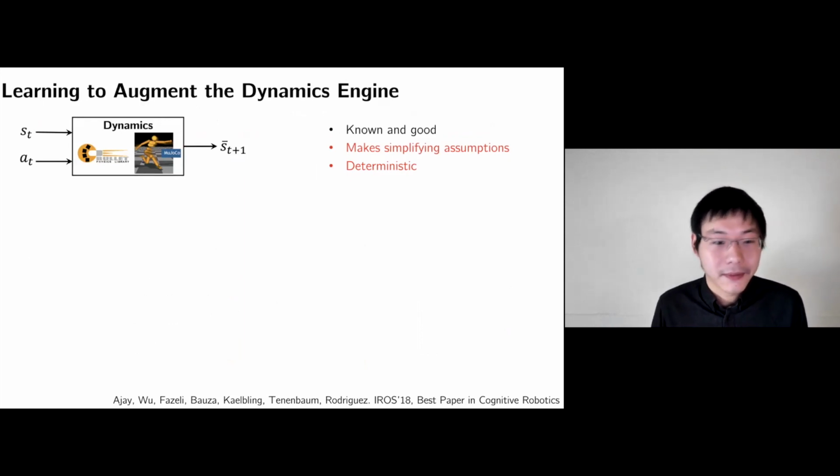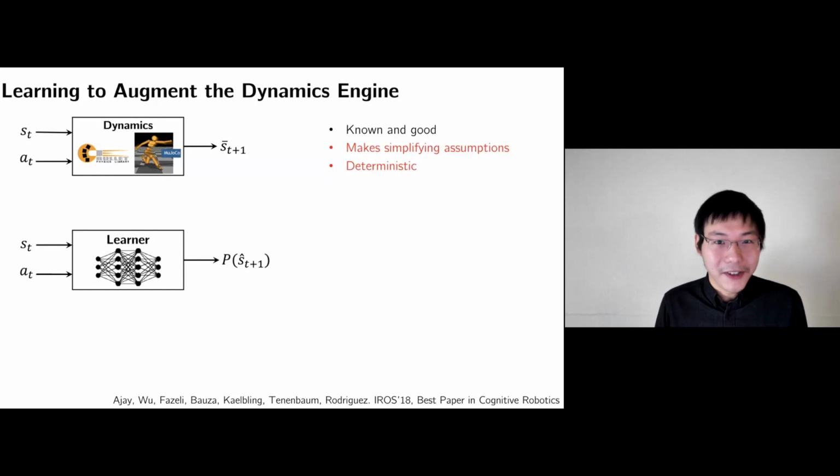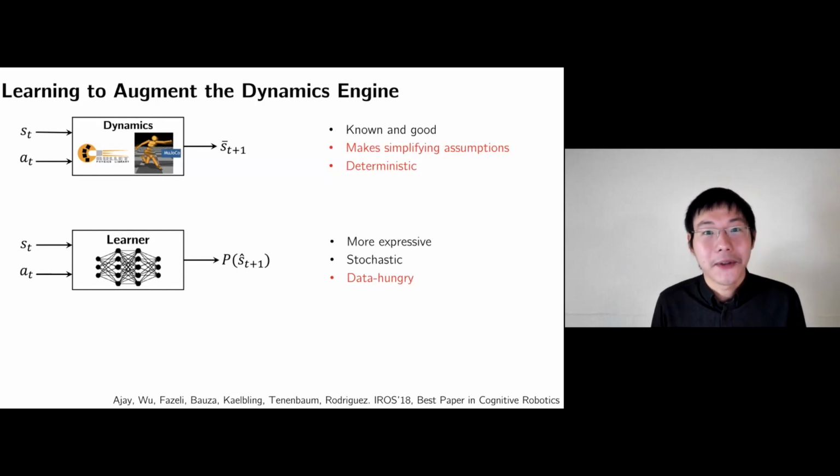On the other hand, it's unavoidable that they have to make some simplifying assumptions, and most of the time they're deterministic. On the other hand, we can have a learner, these days usually a neural network, that takes the current state and action and predicts, more likely now, a distribution of future states. So they can be more expressive, capturing more complex distributions. They can be stochastic, but they're data hungry, because they require a huge amount of data to train those networks to actually learn the distribution. And data, especially data that involves dynamics, can also be hard to obtain.